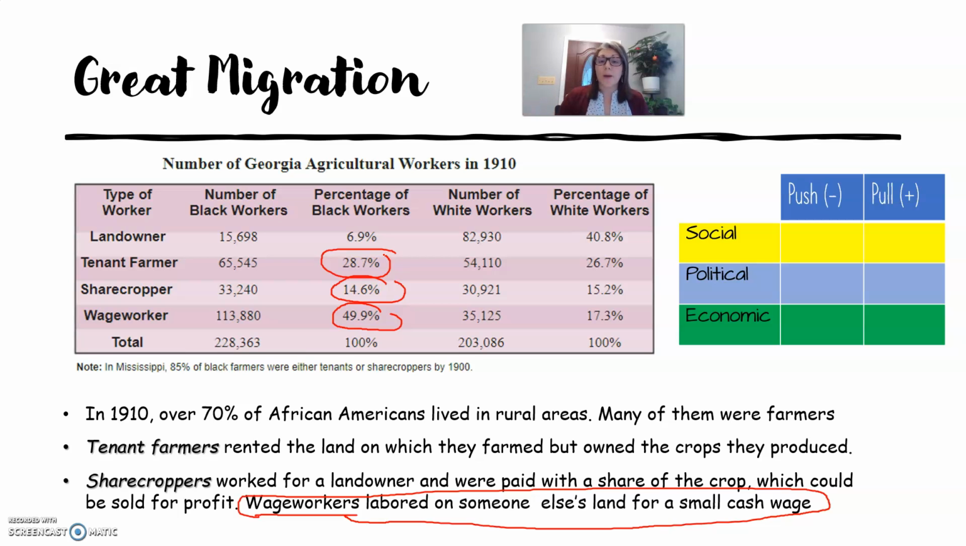So we need to think about whether this represents an economic, political, or social issue, and whether this would be pushing Black Americans out of the South or pulling them to the North. I think this is going to represent an economic issue because it has to do with money. And I think this is going to represent a push factor because this is really restricting African Americans and their ability to make money in the South. This is holding them down. This is oppressing them.